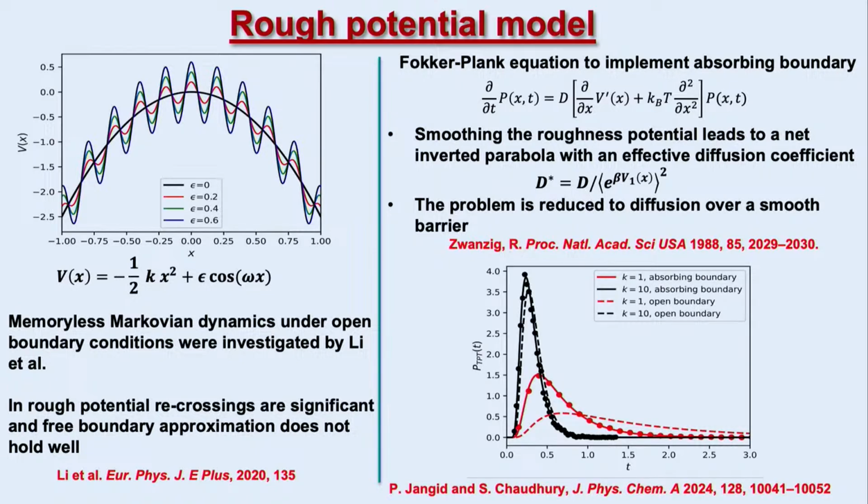These are results using absorbing boundaries, and as we already discussed and predicted, for higher barrier heights we get very good fits between the open and the absorbing boundaries, but the open boundary can overestimate the results for lower barrier heights. Now, we wanted to see how this transition path time depends upon epsilon and omega.